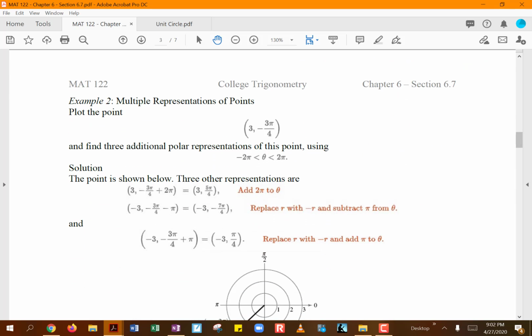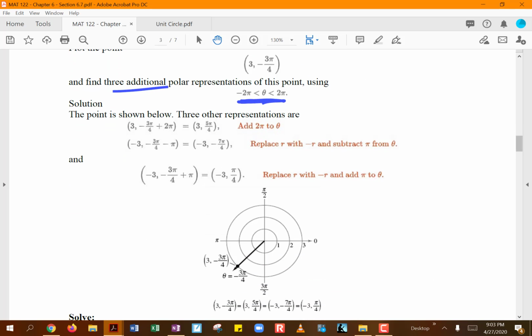Alrighty, so let's go ahead and see how we can come up with these multiple representations over here. They're asking us to plot the point 3 comma negative 3 pi over 4 and then find 3 additional polar representations. Here we want our theta to stay between negative 2 pi and positive 2 pi. So you can go one whole circle in the counterclockwise direction, and one whole circle in the clockwise direction, and those would be the angles you are allowed to use.